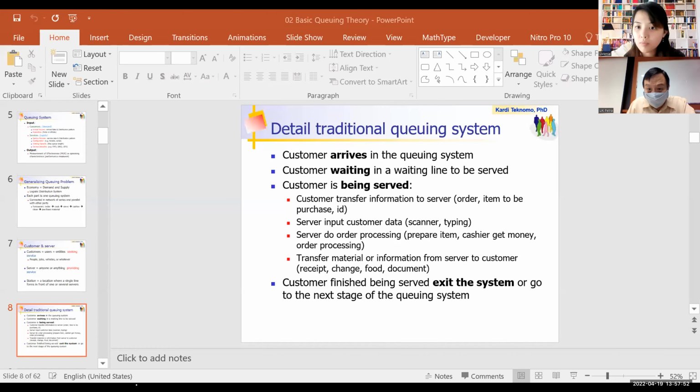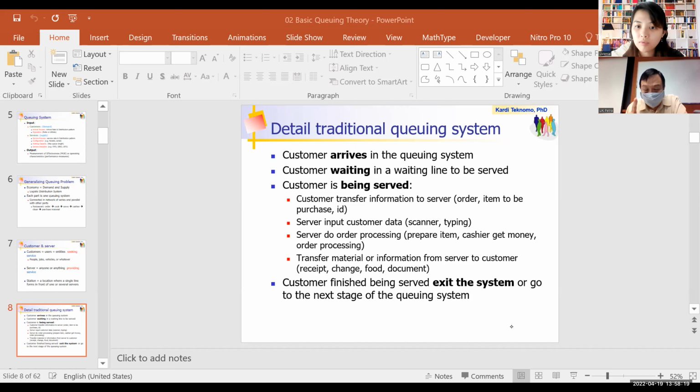So let's start from here. This is what I want to share a little bit before we close. Okay. This is the detailed traditional queuing system. In traditional queuing, the customer arrives in the queuing system, and then they are waiting, right, in the waiting line to be served. And then what is the process? The customer is being served, right? And then they go out of the system.